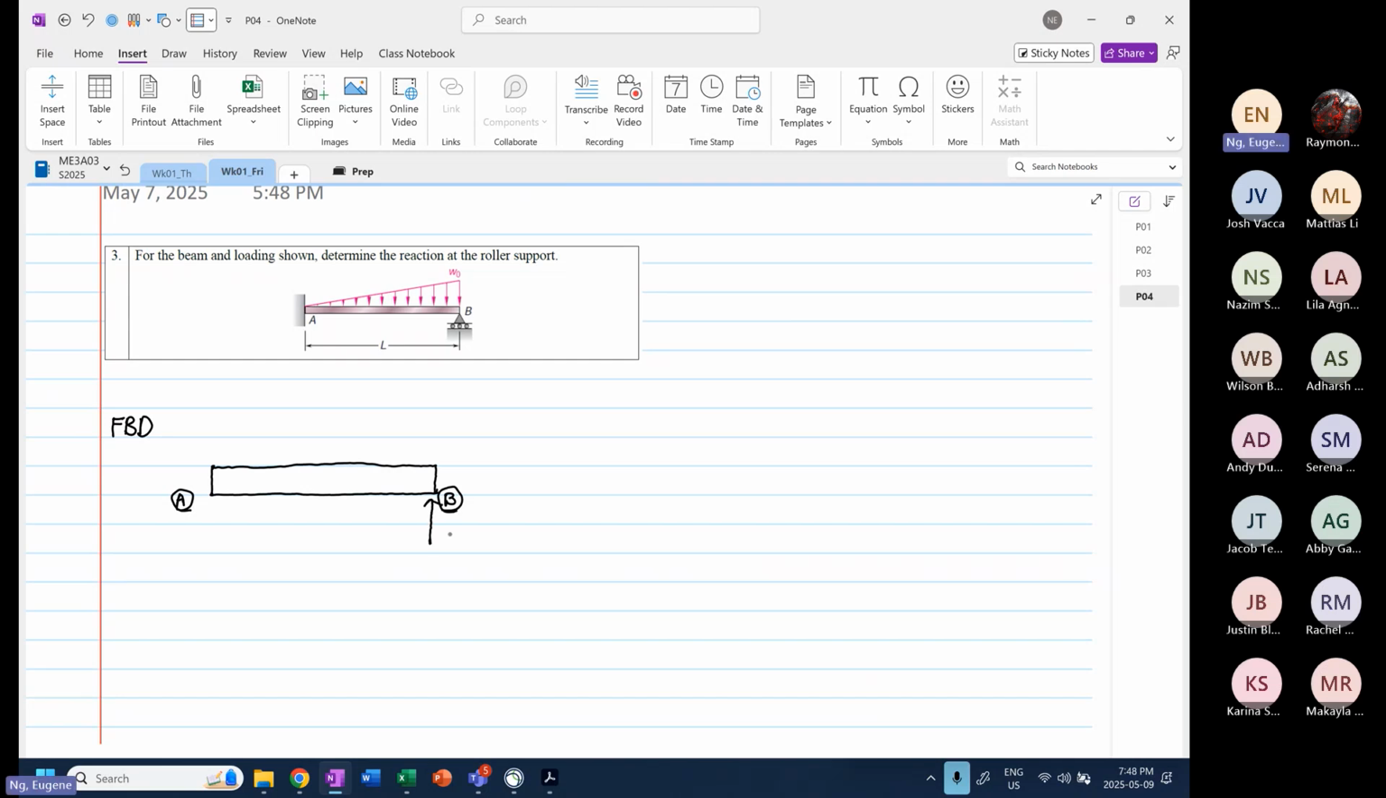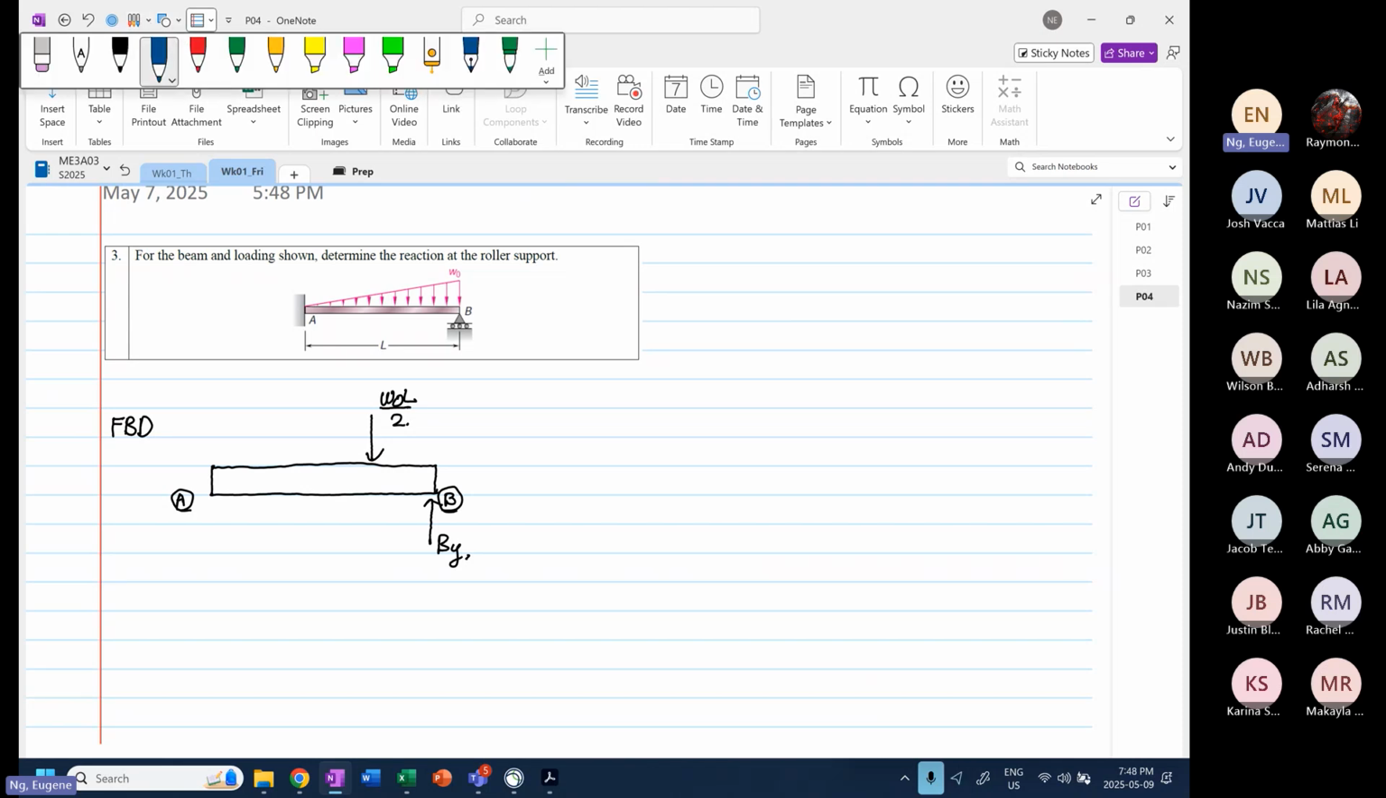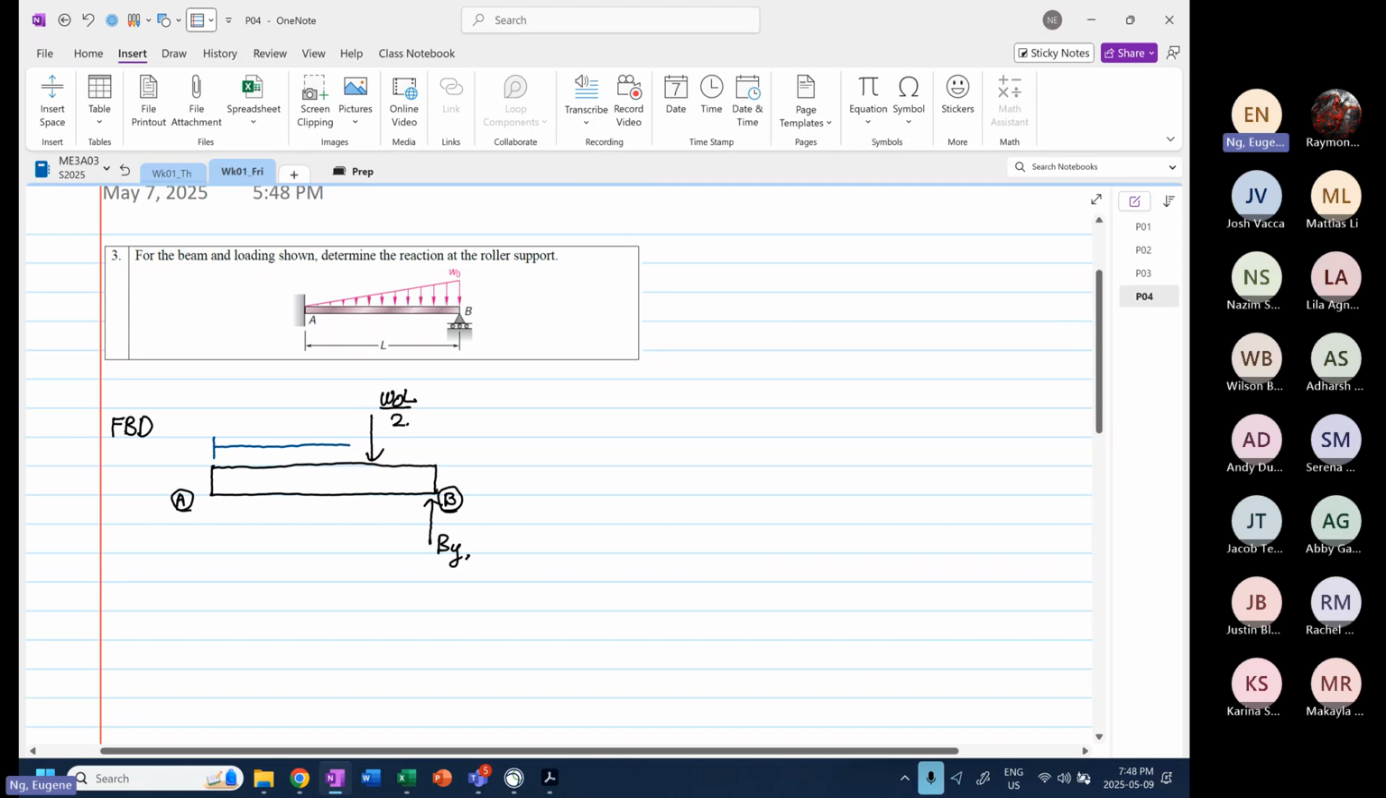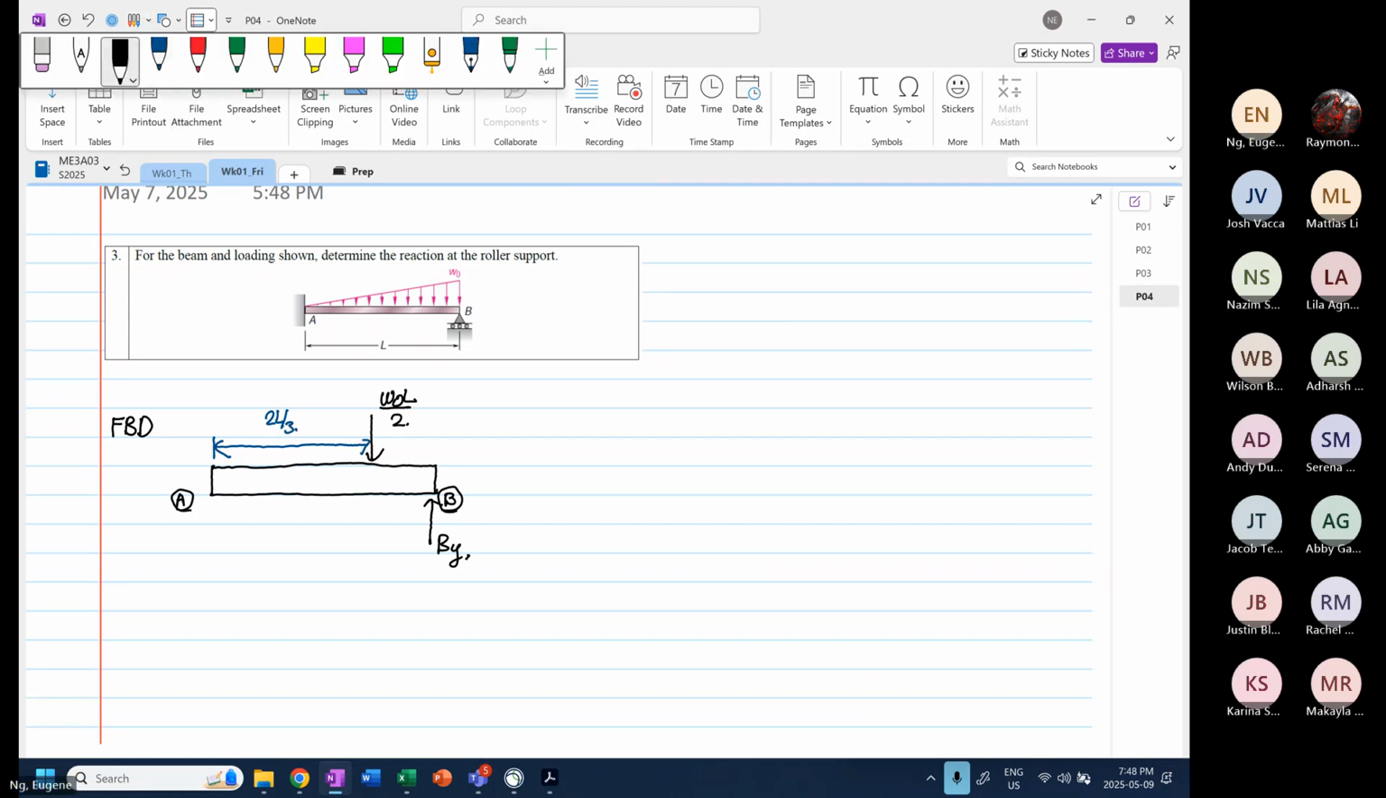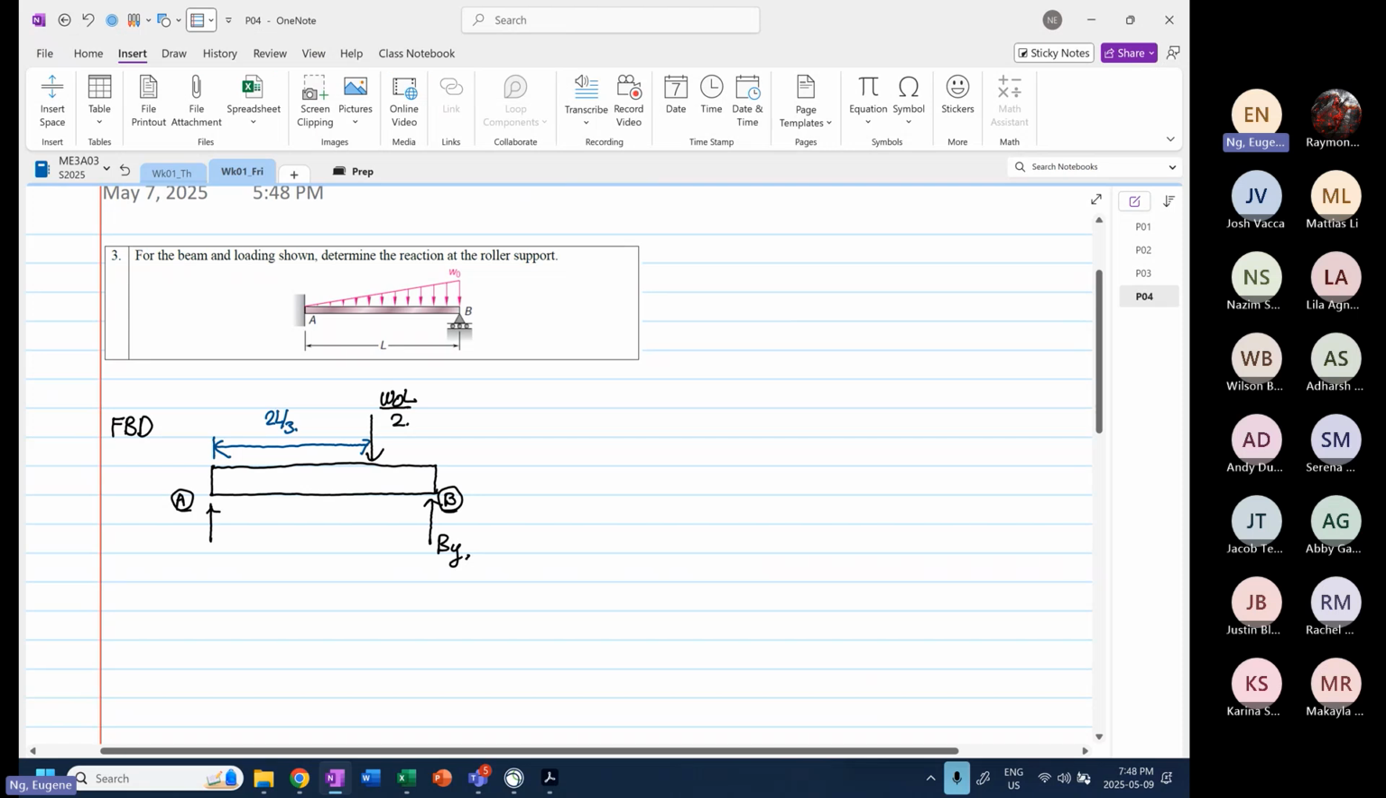We know that over here this is our BY, and we have our equivalent load over here, which is equal to omega naught L divided by 2. And we are aware that this distance is equal to 2L over 3. Then we have a reaction over here, which is AY. And then the moment about point A is going in a clockwise direction.